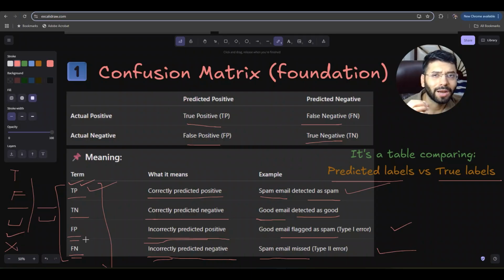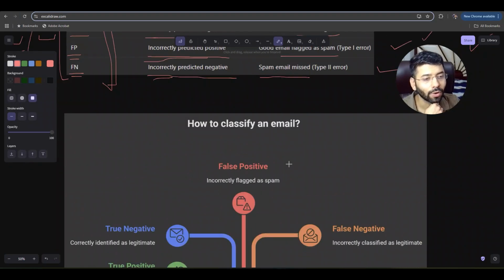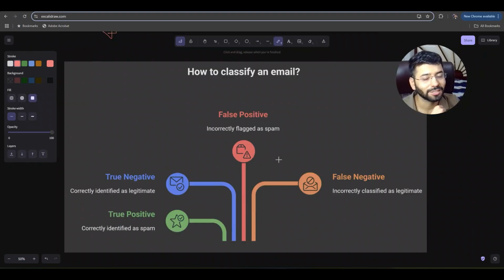If you remember this pattern which I just told you, dividing it in two halves, first is your prediction, second is the actual one, it will be very easy for you to know what each of these stand for. Let's see this with an example. So as we were talking about spam detection in an email, how to classify an email. First, let's see the true positive side.